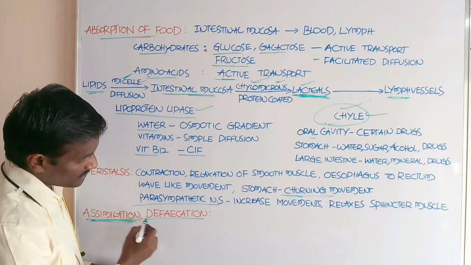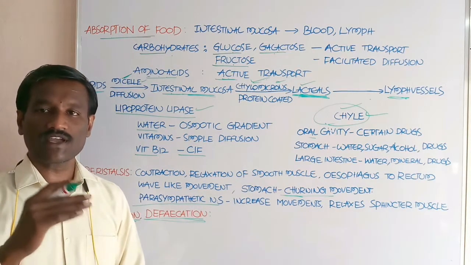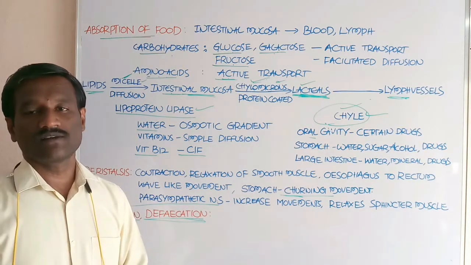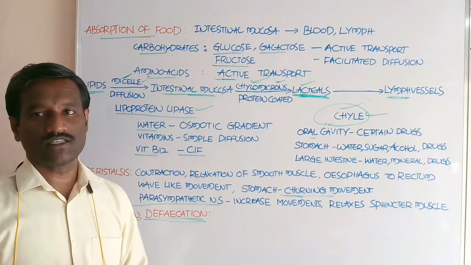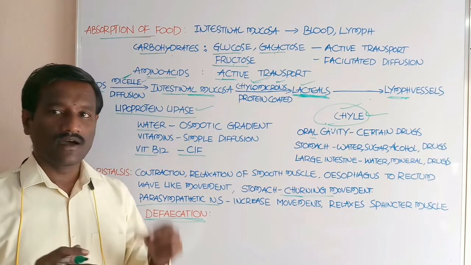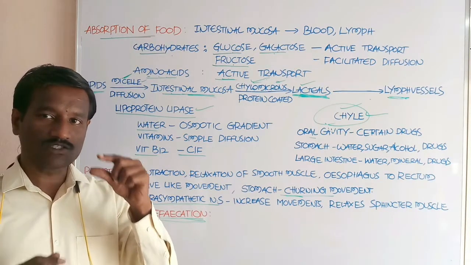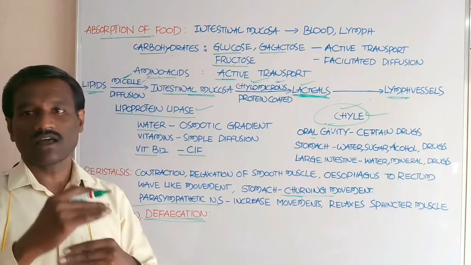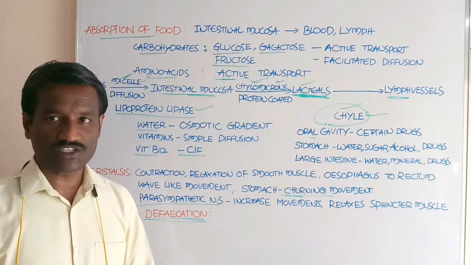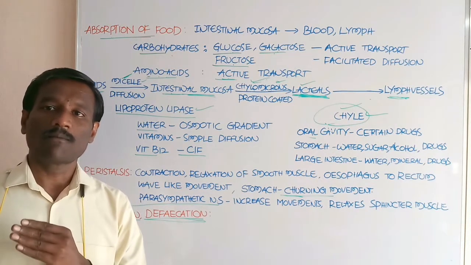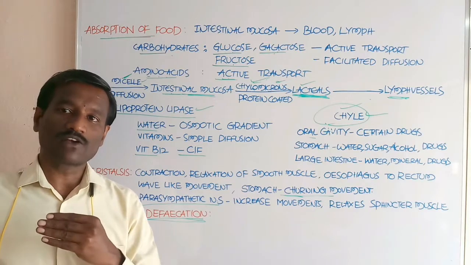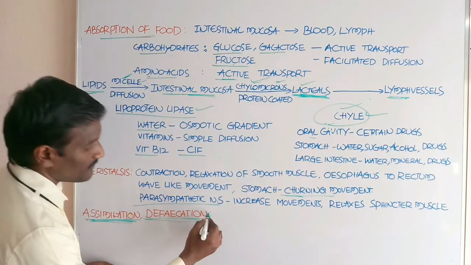Next, defecation. What about defecation? Undigested, unabsorbed substances from the large intestine pass into the rectum, which lubricates them along with the unabsorbed fibrous material called roughage, and finally they pass into the anus. By the help of the anal aperture, these are expelled to the outside, which is called defecation.